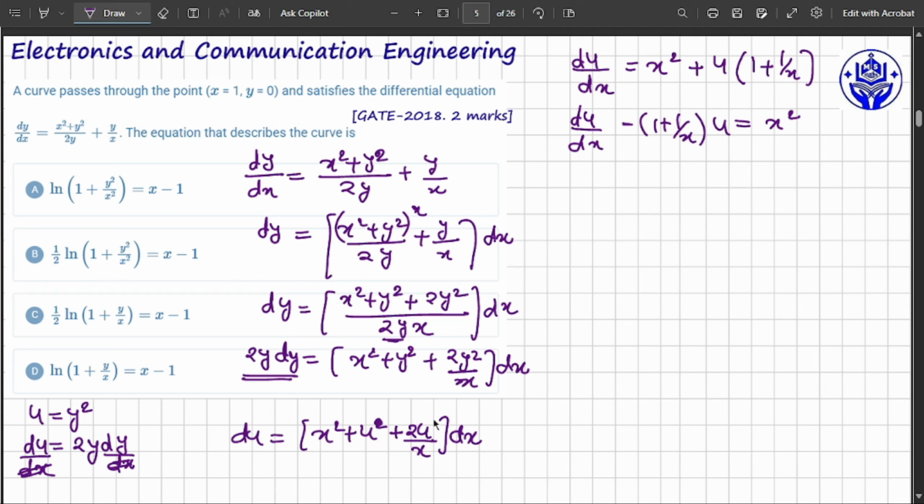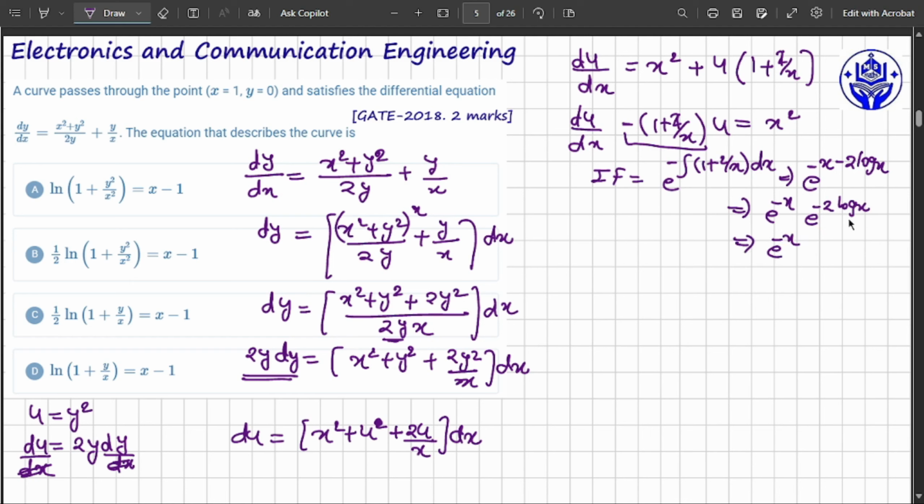The integrating factor, yeah, it is 2, not 1, it is 2. This is my p, so the integrating factor is e to the power of minus the integration of 1 plus 2 upon x dx. So it will be e to the power of minus x minus 2 log of x, then it will be e to the power minus x, e to the power of minus 2 log of x. We can separate it, and it is e to the power of minus x, and e to the power of minus 2 log of x is nothing but x to the power minus 2.